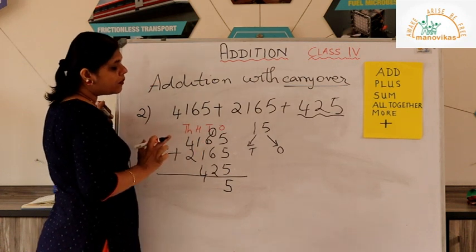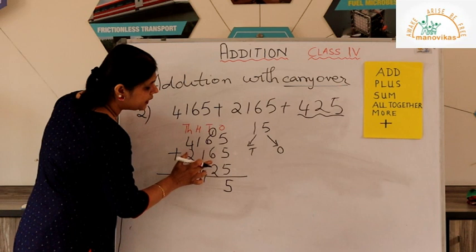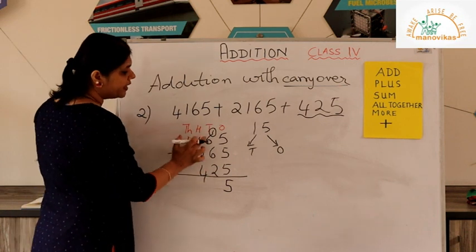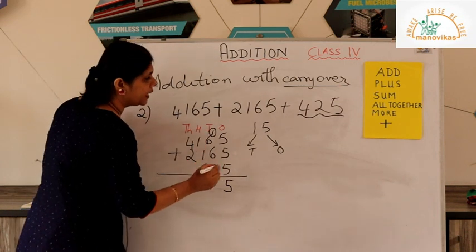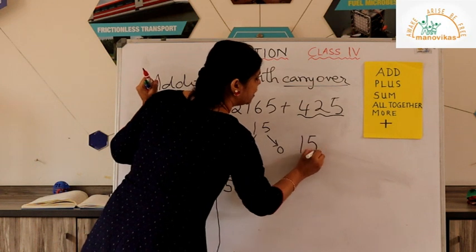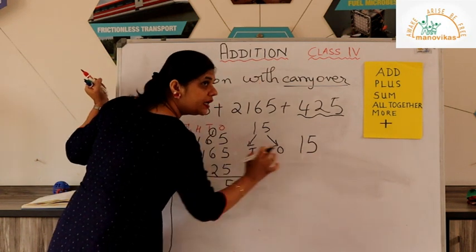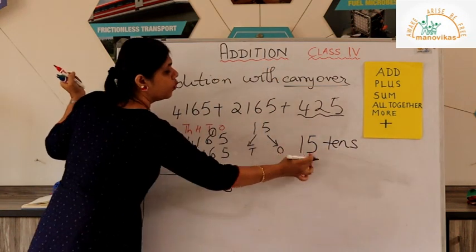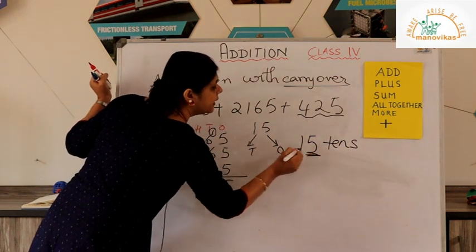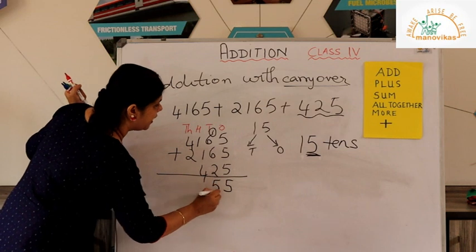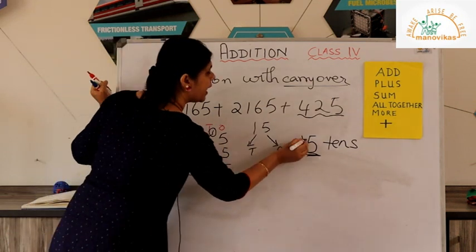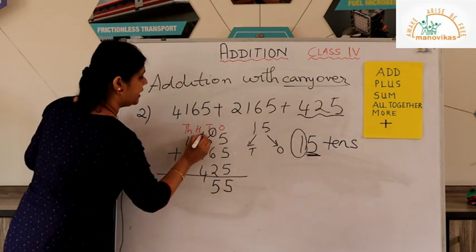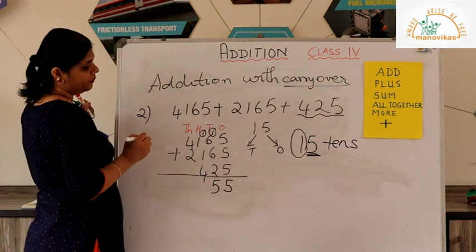6 plus 6 is how much? 12. 13, 14. But remember, we have one more 1 here. So, it will become 15. So, again, can I write 15 here? It becomes 15 tens. So, what I will do is, I will write this 5 here and this 1 I will carry to the next hundreds place.